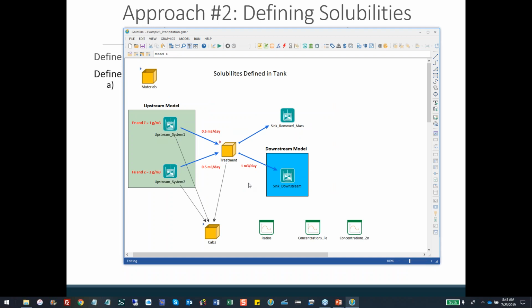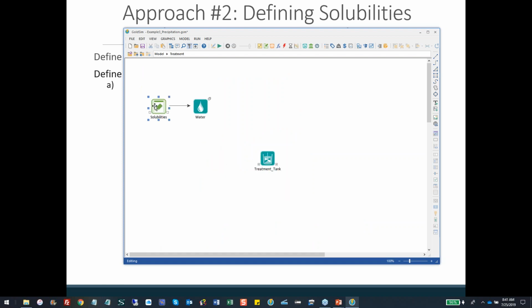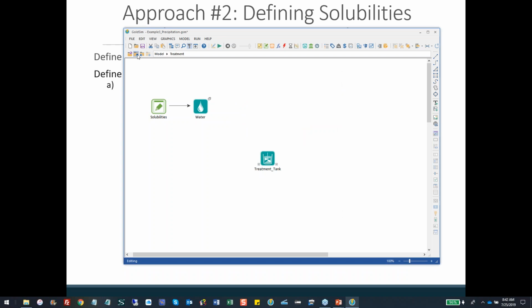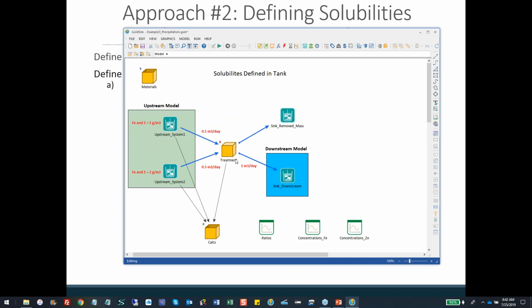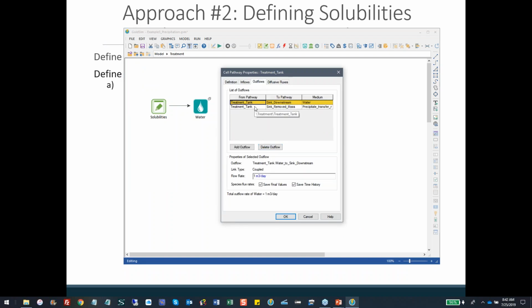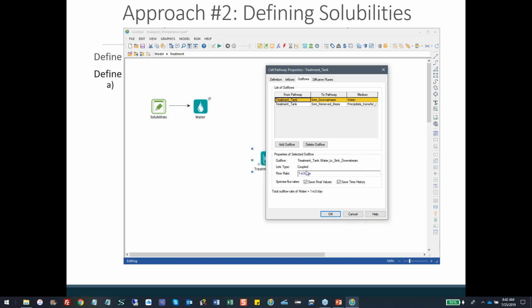If you look at the steps, we've cloned our water element, we've defined solubilities in each location, infinite solubility for the entire model, but then we're going to override that and define some specific solubilities at this particular location in the treatment tank itself. Okay, if we then look at our treatment tank, we've got an outflow to our downstream system. Again, we're just going to outflow 1 cubic meter per day, so that's what we had before.